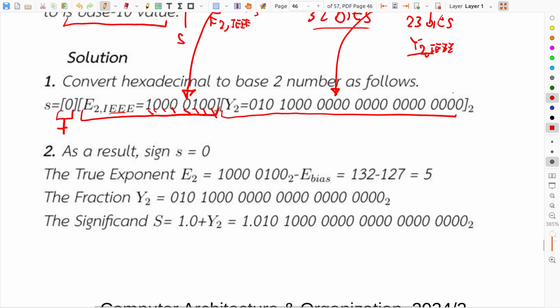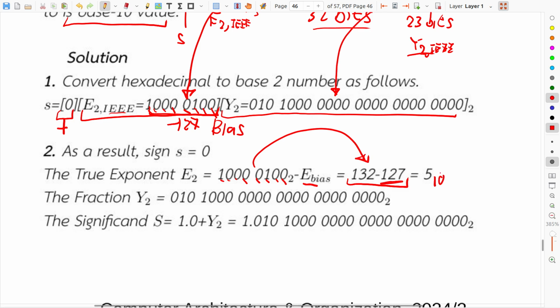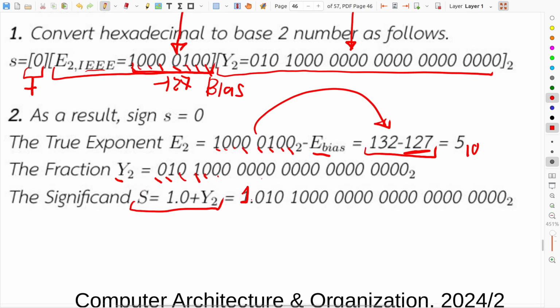Now, let's subtract this number by 127, which is the bias here. So 1, 0, 0, 0, 0, 1, 0, 0 is 132. Subtract the bias, which is 127, so it's going to be 5 base 10. And the fraction is 0, 1, 0, 1, 0, 0, all the way. We change it to be the significand, so we add one more 1 here, followed by the decimal point, so it's going to be 1.0101000. Remember, plus 1.